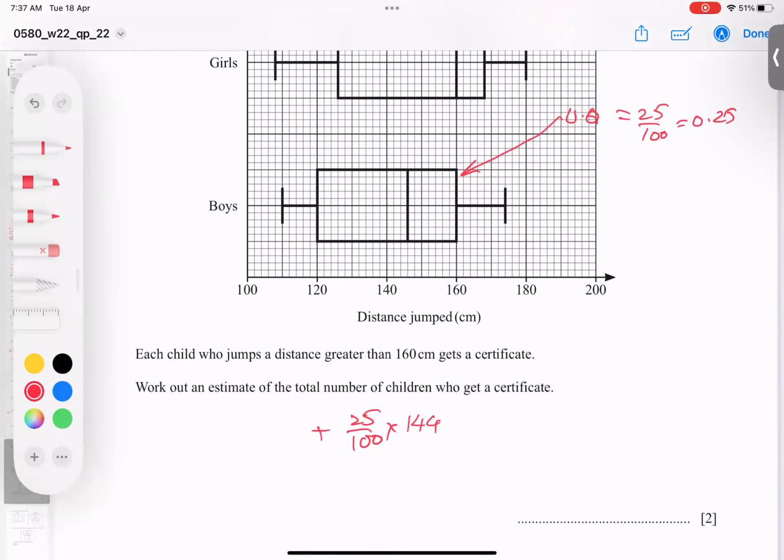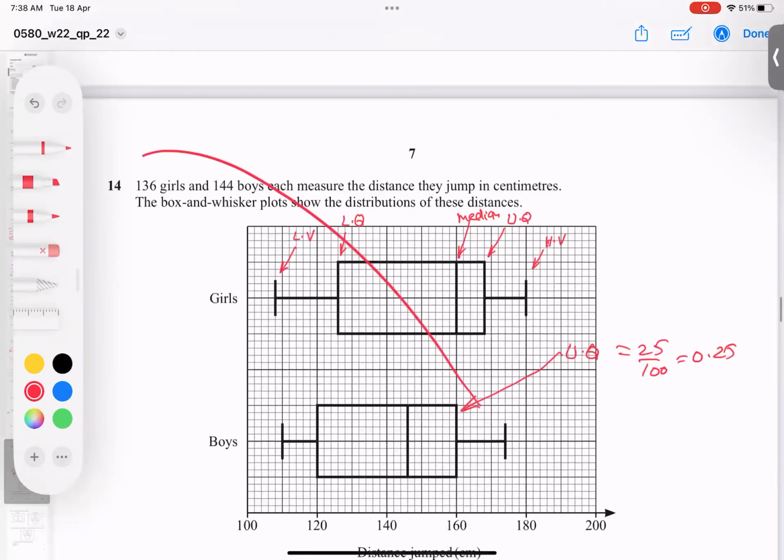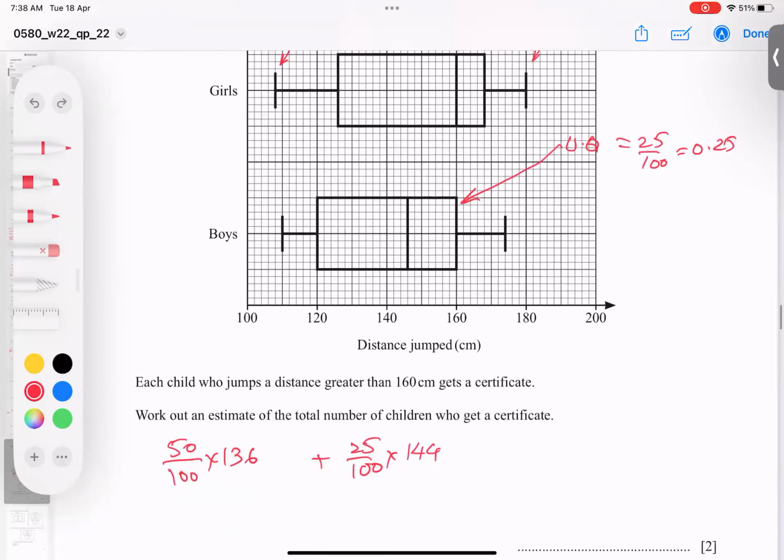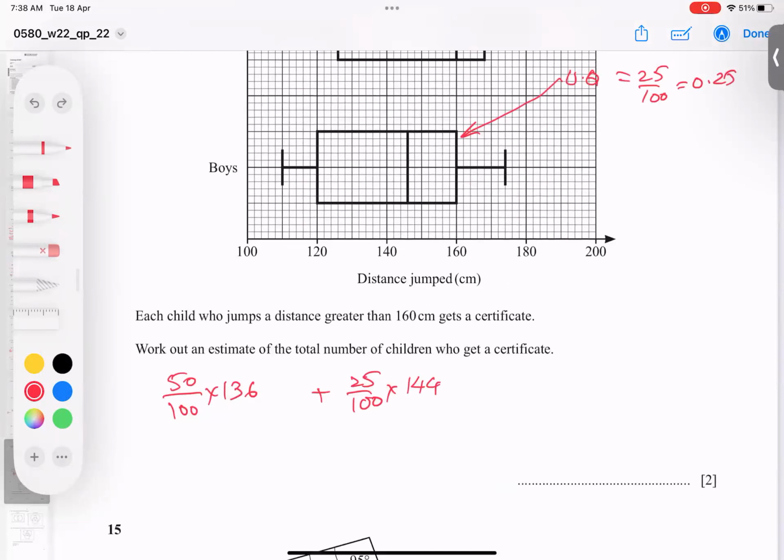So 144 plus the median, which is 50% of girls, and girls are 136. You can check why median: because he said 160 and above, so we have to take the median and above. So now we type in the calculator. 50% of 136 is coming 104. I hope the point is very clear.